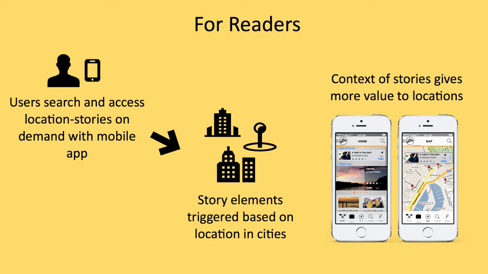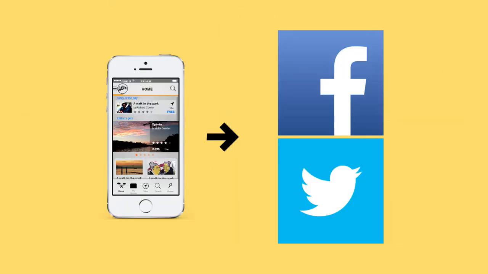This essentially allows people to move through a city, and when they're playing a story, the story elements are triggered based on their GPS location within the city. So this is essentially giving a very wide context map of stories that people can then consume while they're on different locations. People can then share the interesting stories that they find via Facebook and Twitter links, which then bring in new users to the platform.